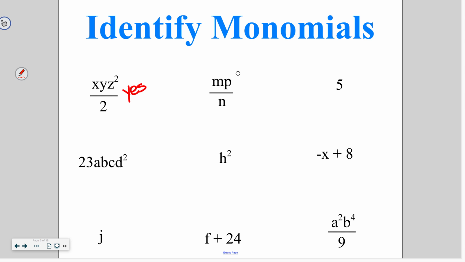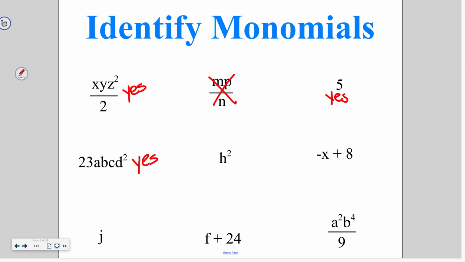Then we're going to bump over to this second one. I've got MP divided by N. We do not have any negative exponents. However, we do have division by a variable. So this is not a monomial. The next one we're looking at is just a number. So that is, yes, a monomial. Next one, we've got multiplication with numbers and variables. So now we want to check our 3 rules. Our exponent is not negative, we're not dividing by a variable, and there's no addition or subtraction. So this is, yes, a monomial.